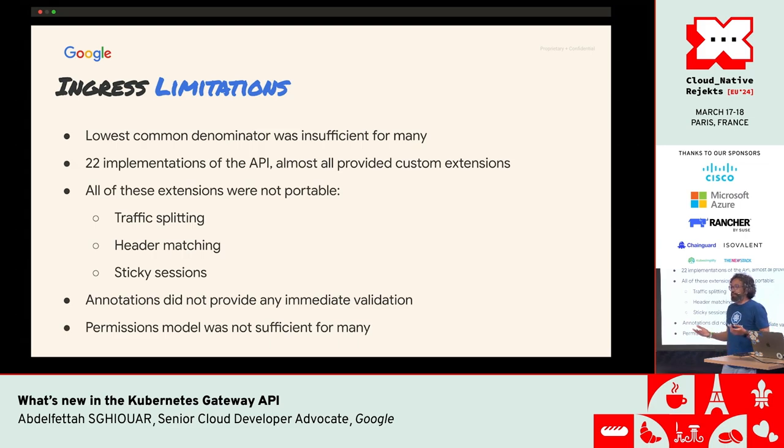Annotations cannot be validated. There is actually no way to validate an annotation. So a lot of times people just write an annotation and then it doesn't work. They get frustrated. They open a GitHub repository and someone goes like, "Oh, you forgot an I here," or something like that, right? And there is no such thing as a permission model.